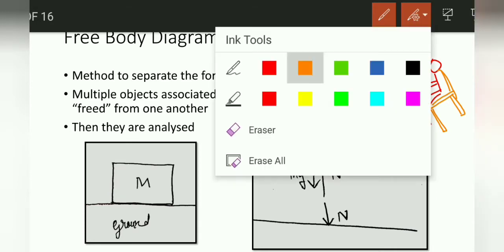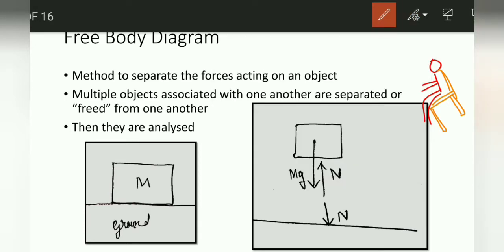Now let's say your weight is 55 kilo, and let's say g is equal to 10 meter per second squared. Now what is the weight acting on you? The weight acting on you will be a distributed force, but I am assuming your center of mass is somewhere here, so it will be 550 Newton. Now a 550 Newton force is acting on you.